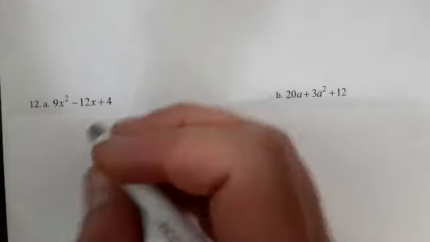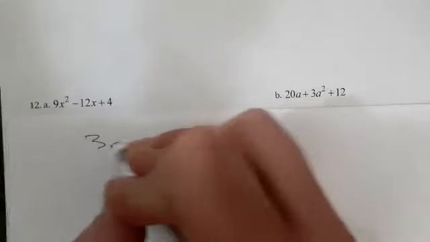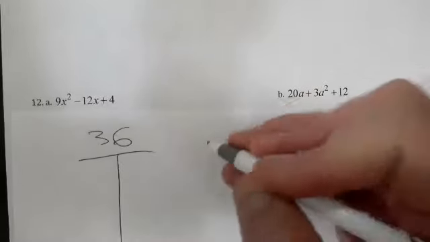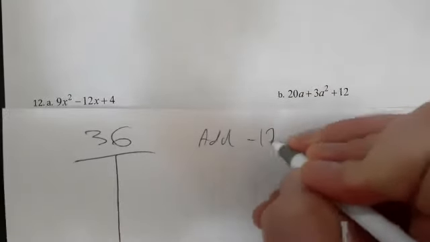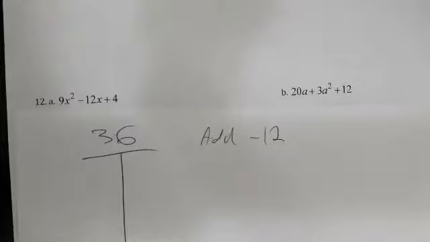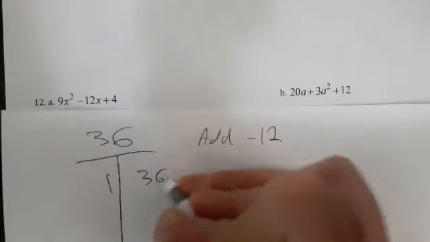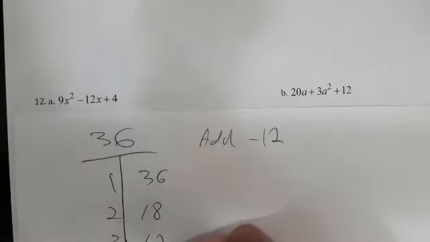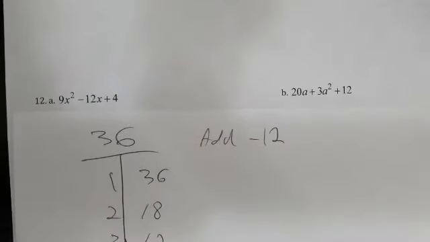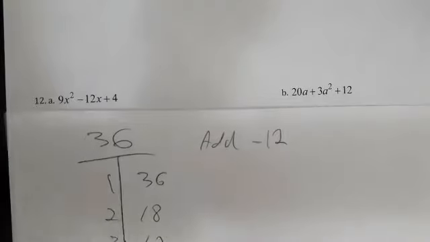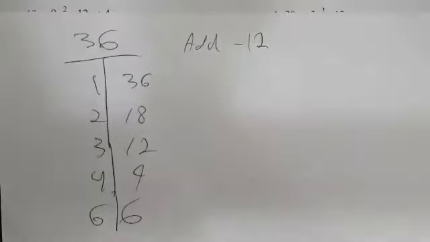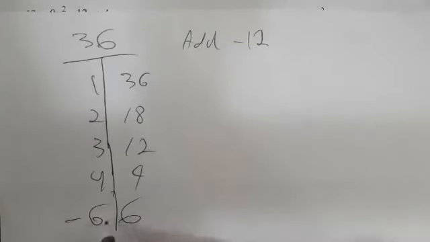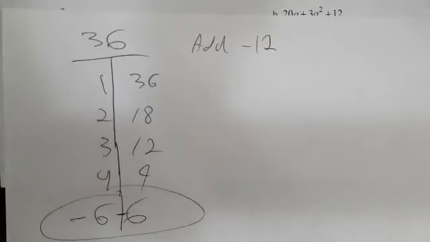So A times C is 9 times 4. I want 2 things that multiply to 36 and add to minus 12. So 1 and 36, 2 and 18, 3 and 12, 4 and 9, 6 and 6. And if they're adding to a negative number, they both have to be negative. And so I'm looking at minus 6 and minus 6.